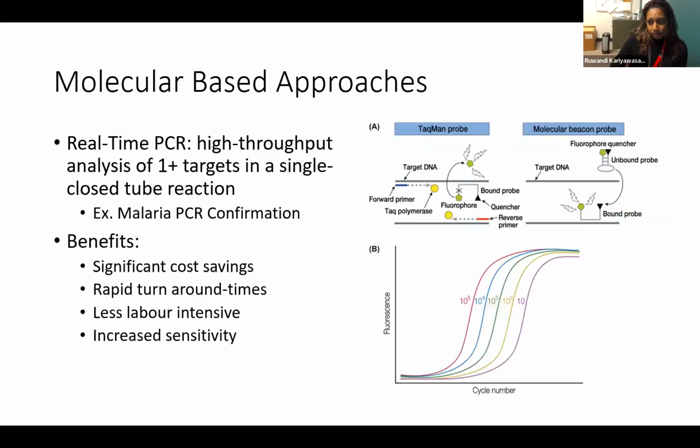Now moving on to the more molecular-based approaches that we do have in the lab, PCR or a variation, real-time PCR. So literally being able to tell if a patient has a sample that's positive or negative in real time by monitoring the change in fluorescence for a target is something that we do use more and more, becoming more popular in the laboratory. An example of that is malaria PCR confirmation that we do offer at Alberta Precision Labs.